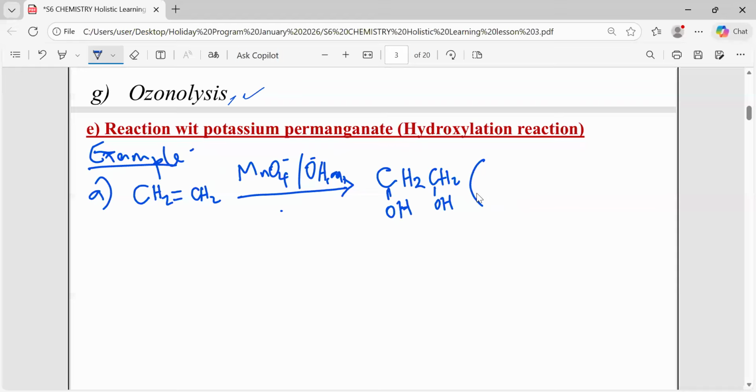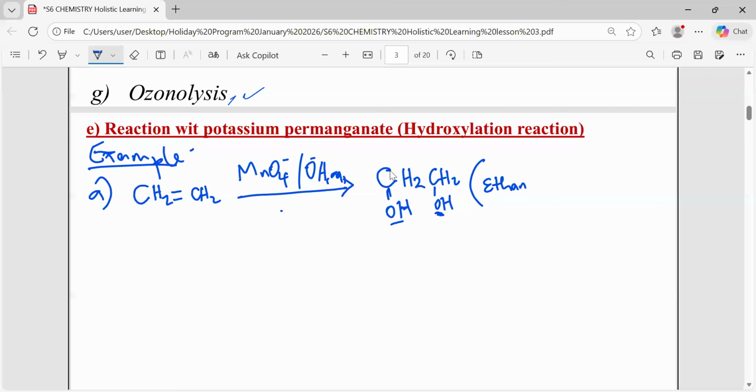You said it is a diol. You can see it is having two hydroxyl groups, and you recall this is the functional group for alcohols. But now they are two, that's why you're saying they are diols. Alcohols, you call them alkanols. They have the suffix of "ol." But now, because these ones are two, they become diol.